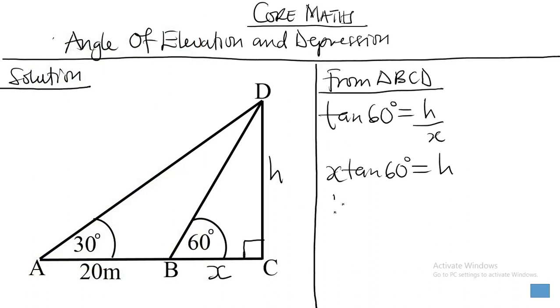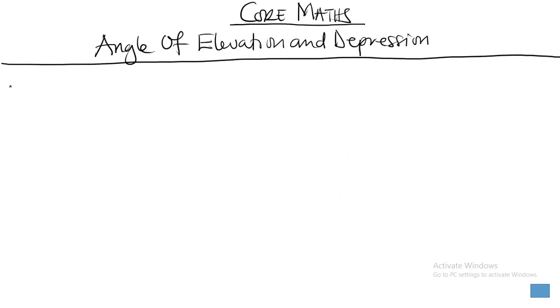So it means that we are going to have our H to be equal to 1.7321x. Good. So we have our H in terms of x from what? Triangle BCD. Now we have to find our H in terms of x from triangle ACD as well. Looking at it, the opposite will be the same, which is H, but the adjacent will be what? 20 plus x, because the adjacent is AC. So it's going to be 20 plus x, and our angle will be 30.